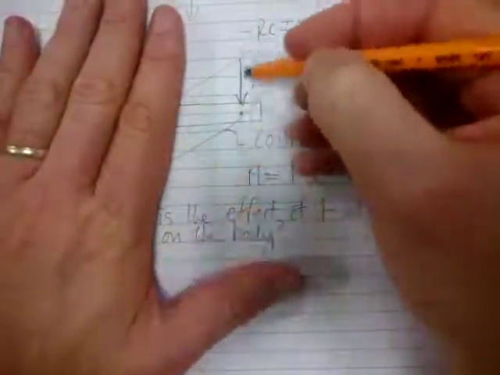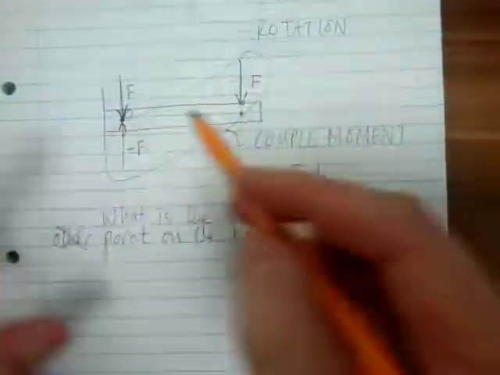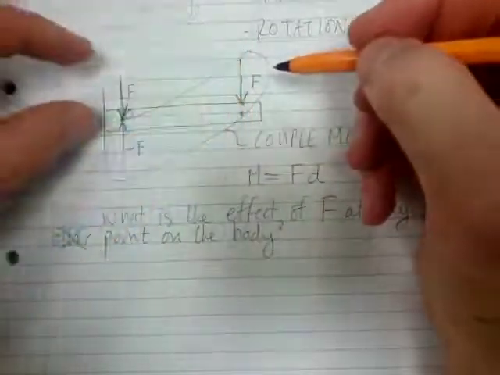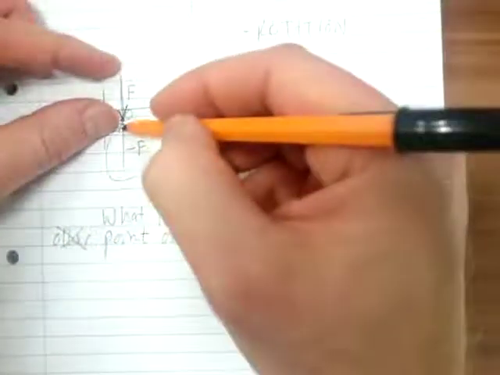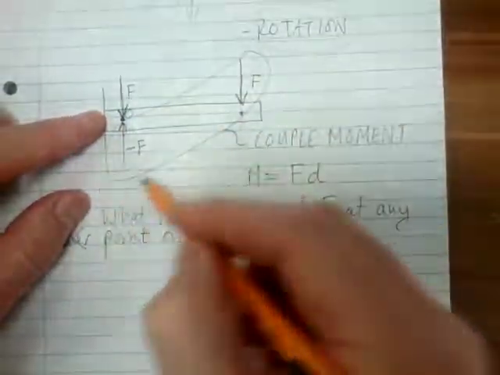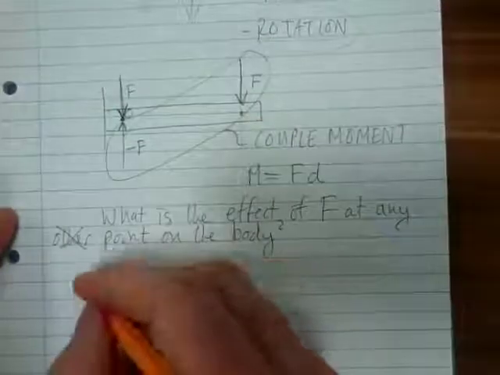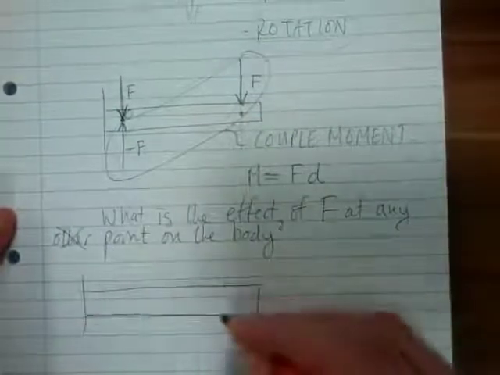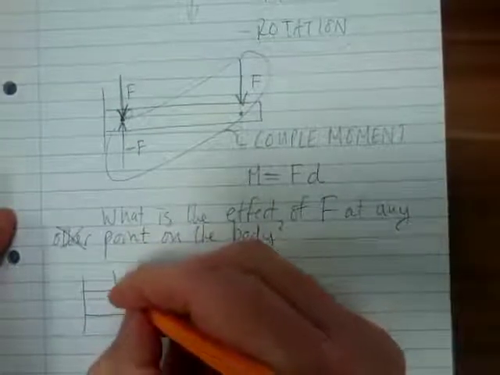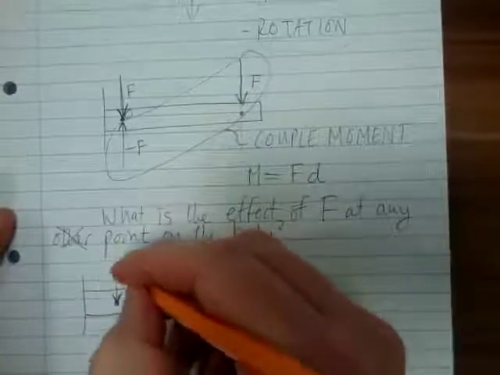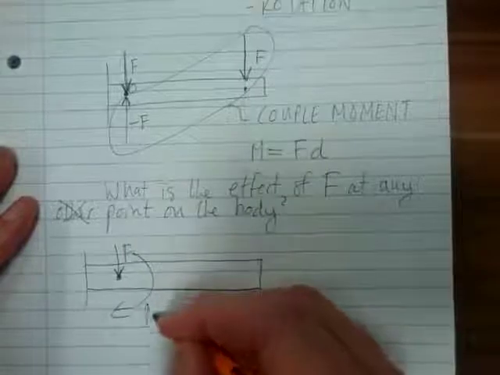It's just a pure translation. What is the effect of that F there at that point? Take that force, place it there, cancel it out, and then what you see is you've got a force plus a couple. A force plus a couple. So at that point, you've got a force, plus a couple moment.